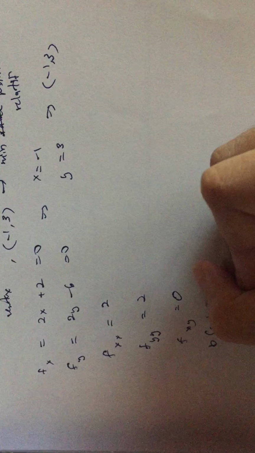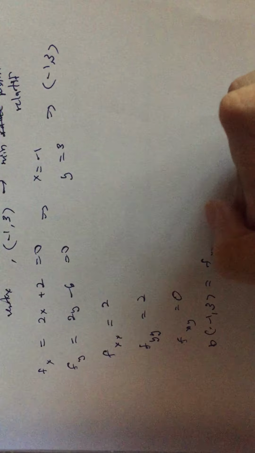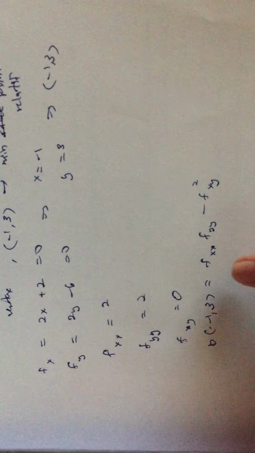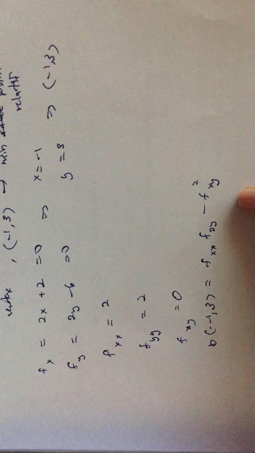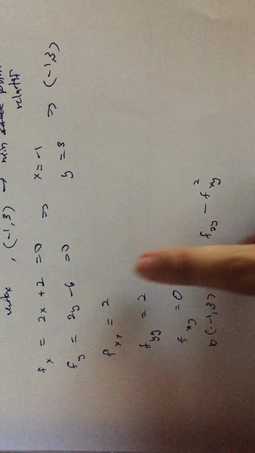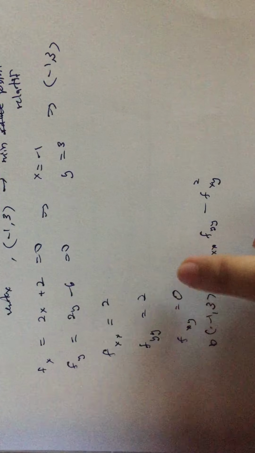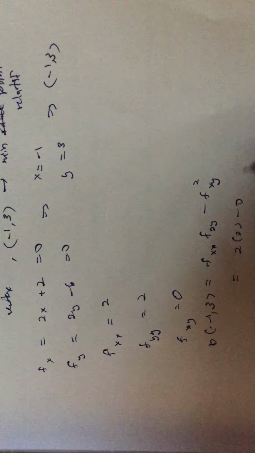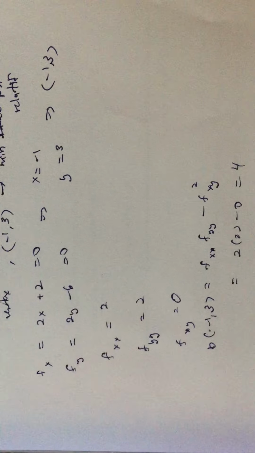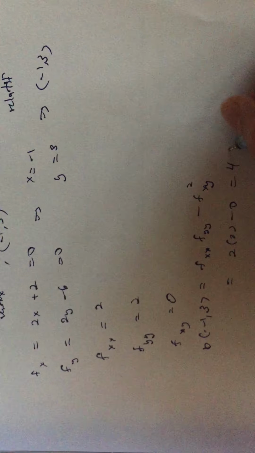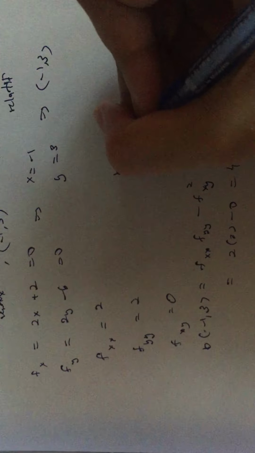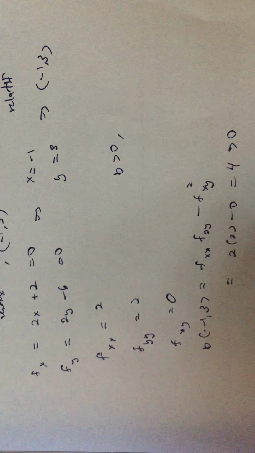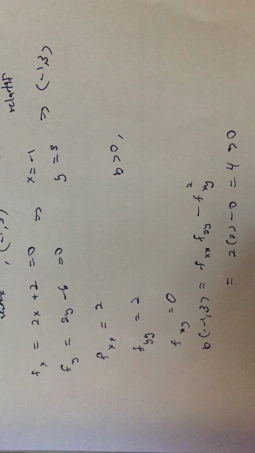D dekat minus 1, 3 is actually equals to fxx, fyy minus fxy squared. And all of this is calculated at minus 1, 3, which is actually the same untuk mana-mana point sebab we have constant here. And then this one will be equals to 2 times 2 minus 0, which is equals to 4. So, kalau kita tengok, D is positive. So, bila D is positive, it's either maximum or minimum.